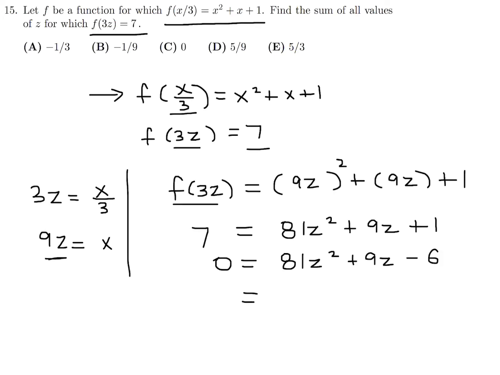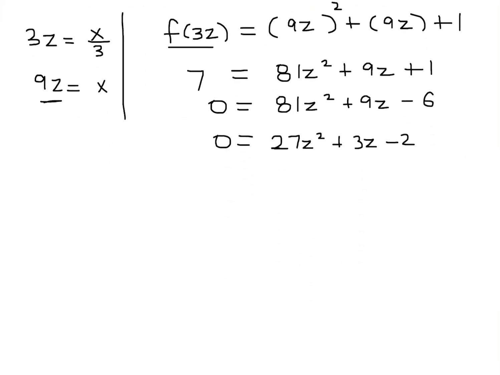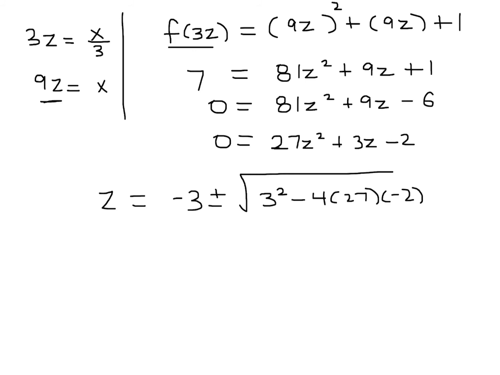Can I reduce this? I think I can divide through by 3, and that will give me 27z squared plus 3z minus 2, like that. And I think that's about as far as I can go. And I don't think this is factorable either. So I've got to use our quadratic formula. Minus b plus or minus the square root of b squared minus 4ac, all over 2a, like that.